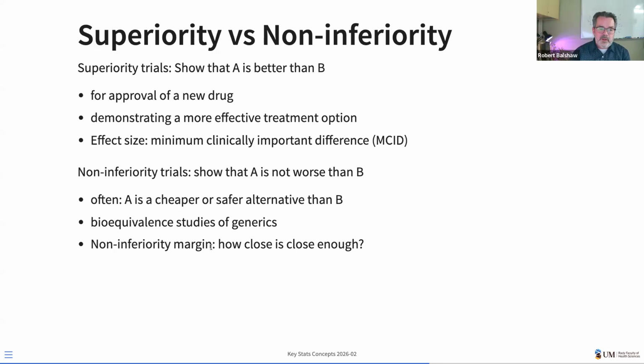The non-inferiority margin, how close is close enough, is critical to the planning of a non-inferiority trial. If you've ever wrestled with a statistician about establishing your minimum clinically important difference, and tried to get your colleagues to agree on what the delta for a superiority trial is going to be, it will be that much more exciting to try to get them to agree on what the non-inferiority margin is.